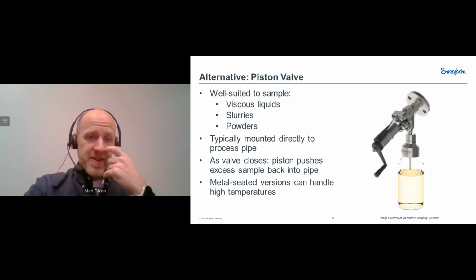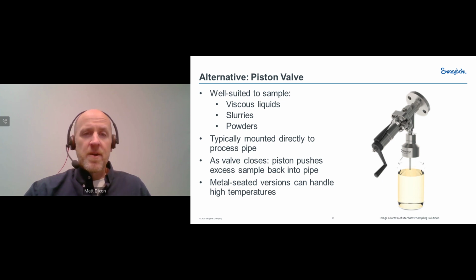What's really nice about this is that the piston actually pushes any residue back into the pipeline when we're done sampling. So it's nice that it stays relatively clean. There are some drawbacks, but it does stay relatively clean. And then there are options for metal seated versions of these, so we can generally take the temperatures that we're talking about when we're looking at high temperature, high viscous flows. So at this point, we're actually going to show a short little video to show how this valve actually works.